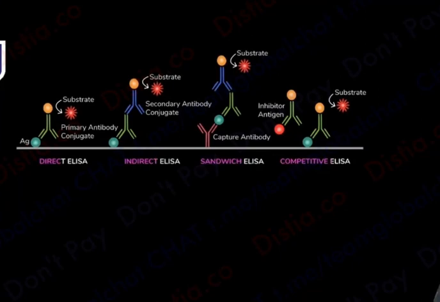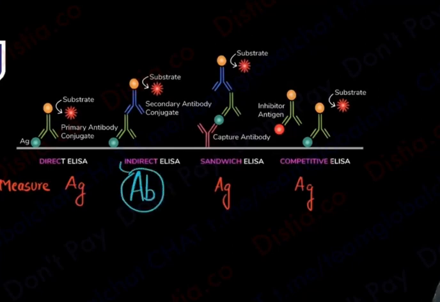Now let's start one by one. In direct, what are you measuring? First memorize this. In direct, you're measuring the antigen. In sandwich, you're measuring the antigen. In competitive, you're measuring the antigen. Where are you testing the antibody? In the indirect ELISA. Point number 1. Now let's go into the details.